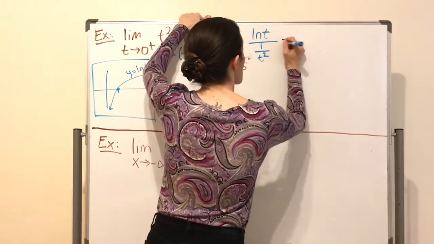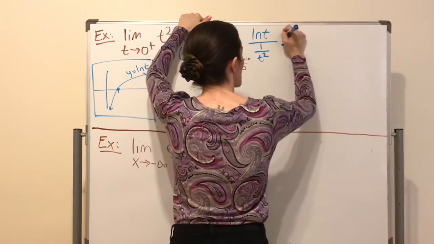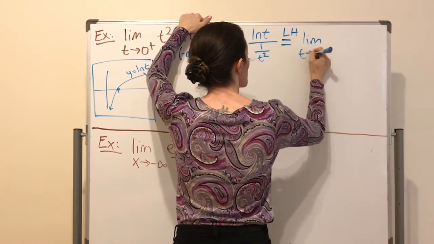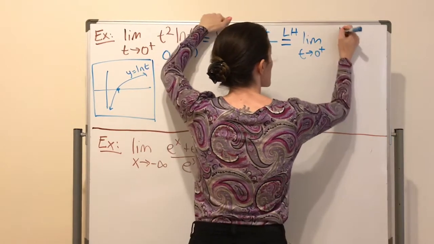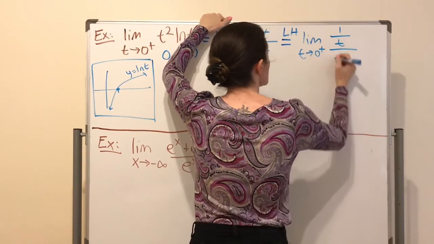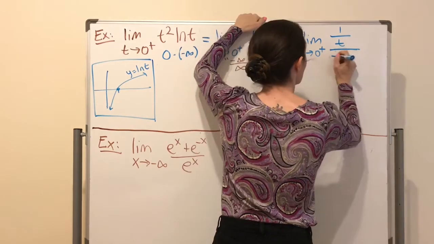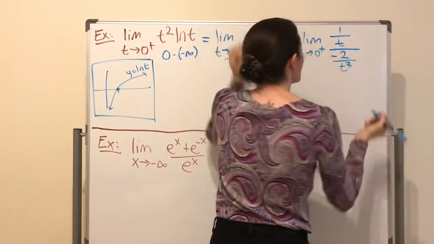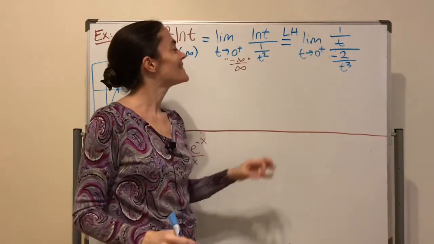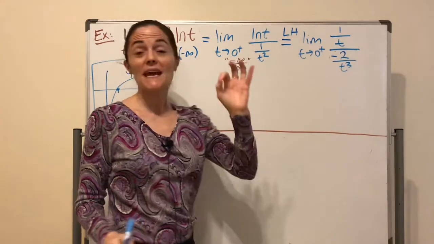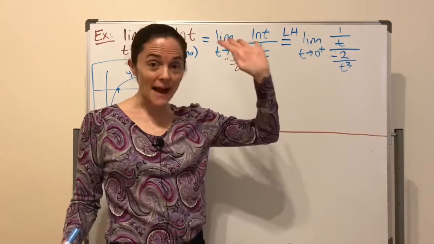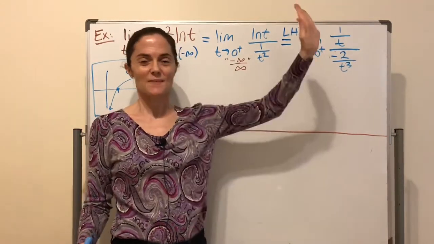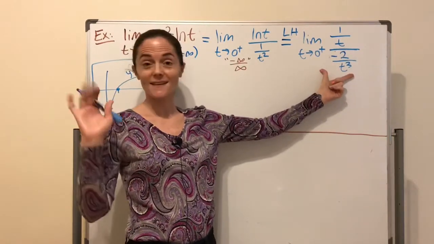Okay, so this equals, and this is by L'Hopital, a limit as t approaches 0 on the right. Take the derivative on the top. Take the derivative on the bottom. Where the denominator is here is t to the minus 2. So when I differentiate, I get minus 2t to the minus 3, which we see here, okay?